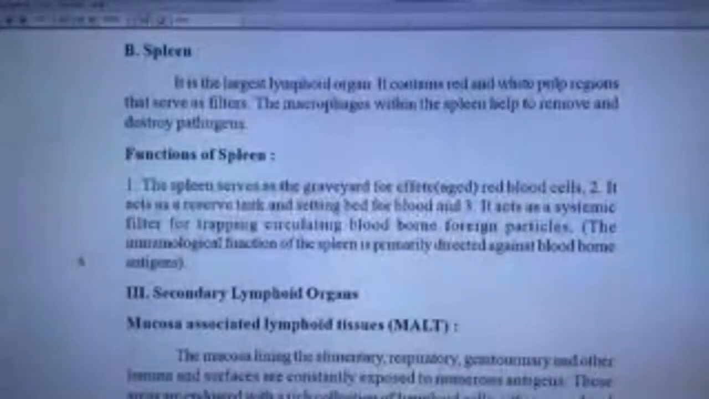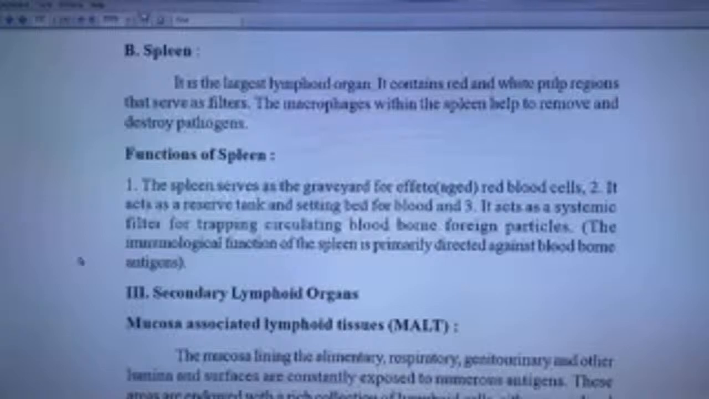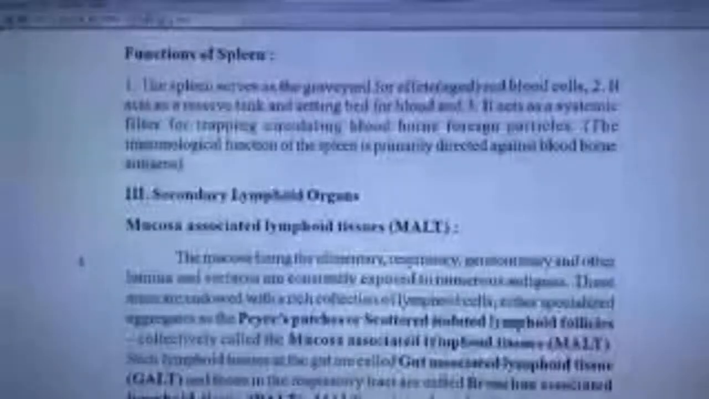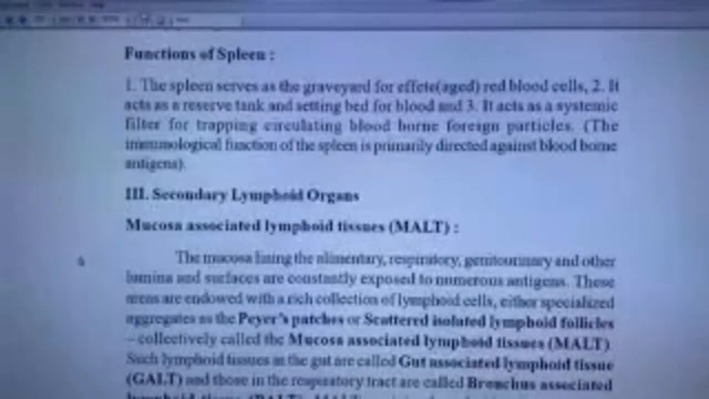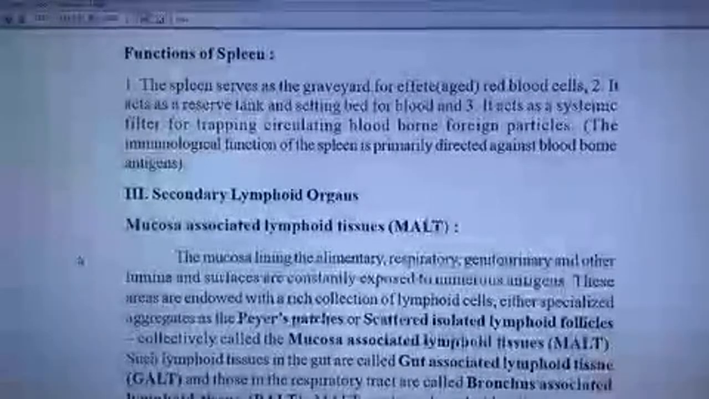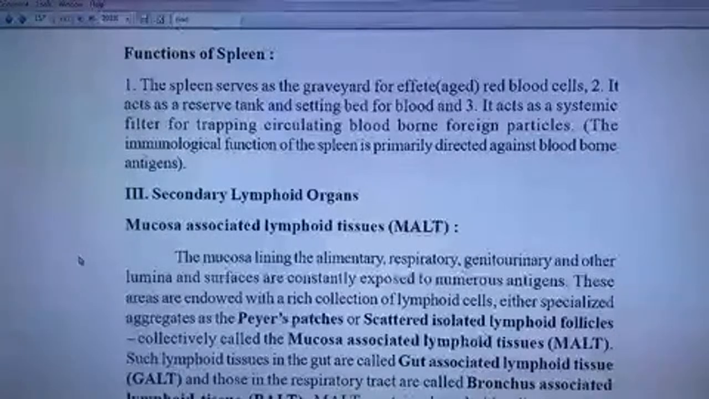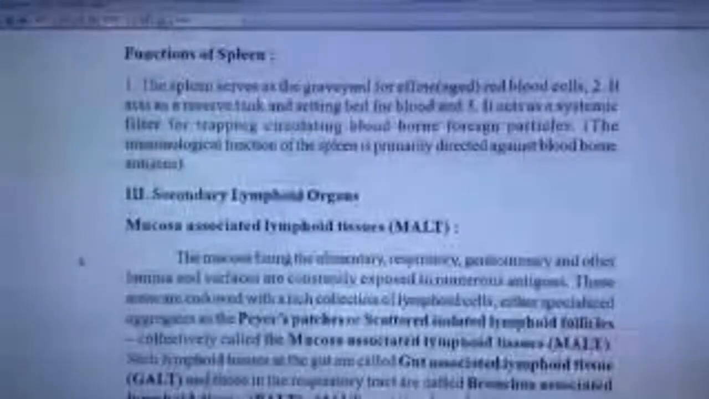Spleen. It is the largest lymphoid organ. It contains red and white pulp regions that serve as filters. The macrophages within the spleen help to remove and destroy pathogens. Function of the spleen: the spleen serves as the graveyard for aged red blood cells. It acts as a reservoir for blood, and it acts as a systemic filter for trapping circulating blood-borne foreign particles. The immunological function of the spleen is primarily directed against blood-borne antigens.